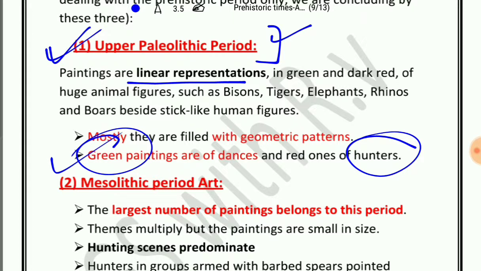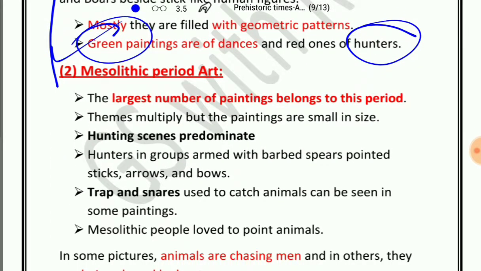If we talk about Mesolithic period art, the largest number of paintings belong to this period only, and the themes multiply, but the paintings were small in size. In the Mesolithic period art, hunting was a predominant scene, and hunters in groups armed with barbed spears, sticks, arrows and bows were seen.